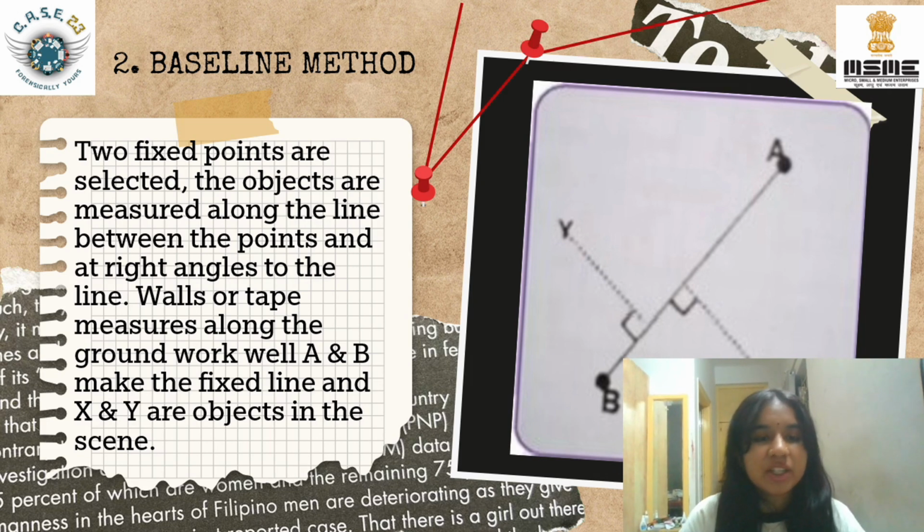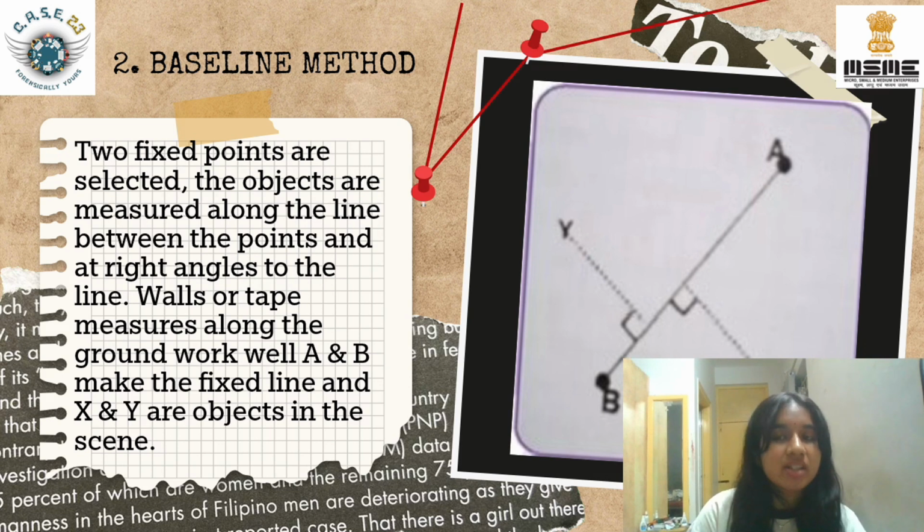Now, walls or tape measures along the ground. A and B make the fixed line, and X and Y are the objects in the crime scene. Similar to the picture that we have referred to before, it's the same representation. A and B are reference points, X and Y are evidences here. In the baseline method, these measurements are then used to create a scale, permanent sketch or a final sketch of the drawing.